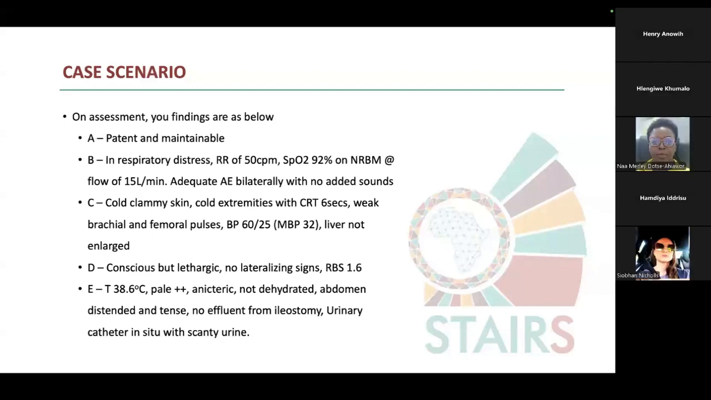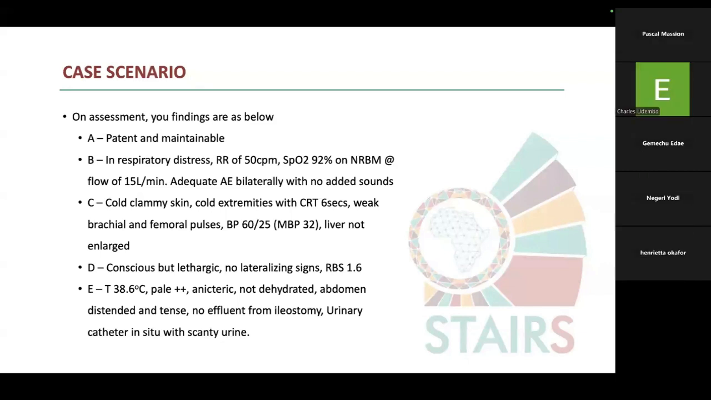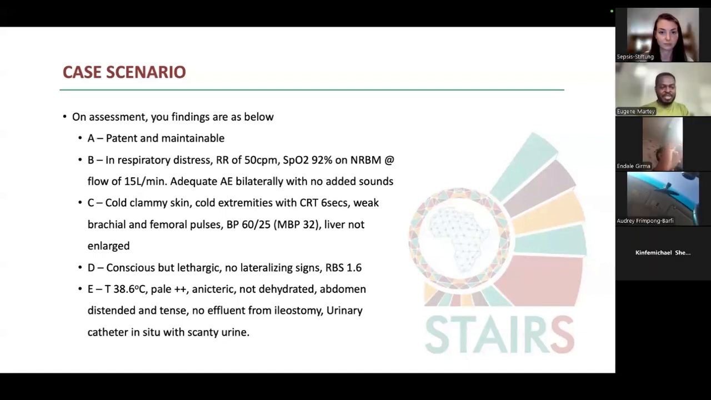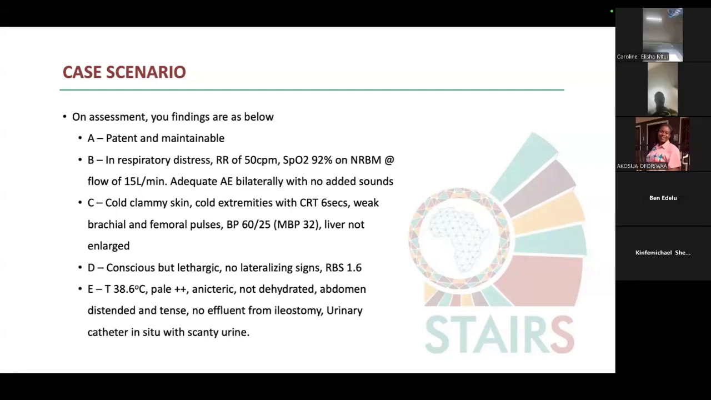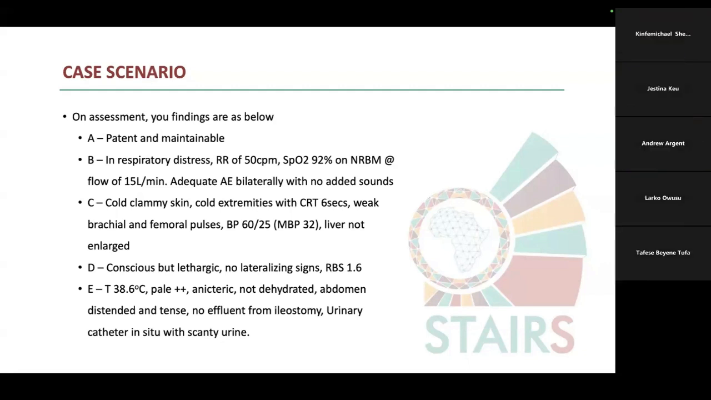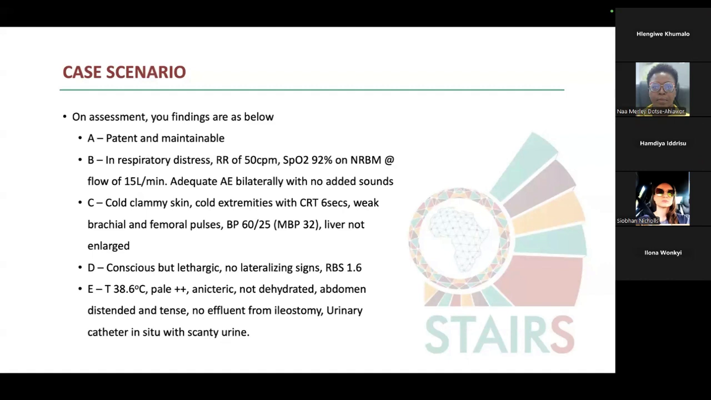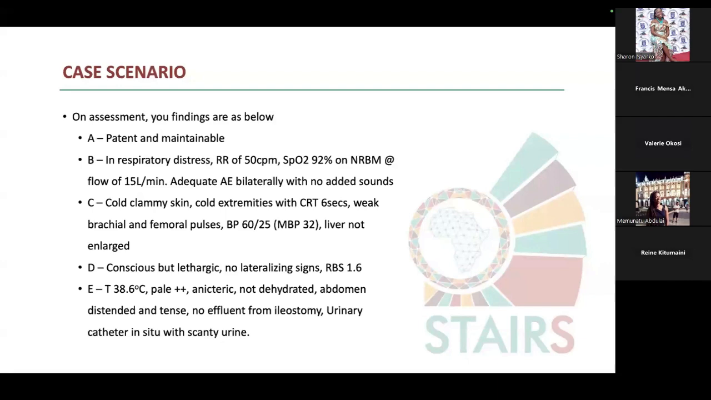The liver is not enlarged. Child is conscious but lethargic. There are no lateralizing signs, and the child's RBS is 1.6 millimole per liter. Temperature is 38.6 degrees Celsius. Child is moderately pale, anicteric, not dehydrated. You found the abdomen to be distended and tense. There's no effluent from the ileostomy, and the urinary catheter, which is in situ, only has very scanty urine.